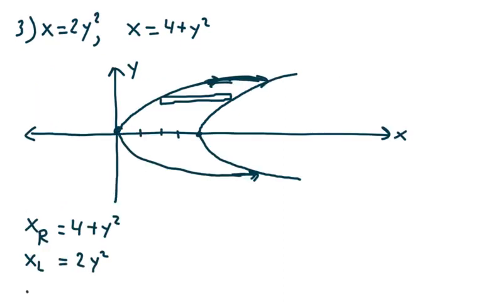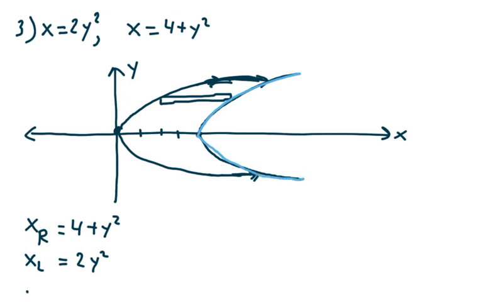Let's take a look at example 3. Now, notice here x is defined as a function of y for both curves. So I have x equals 2y squared and x equals 4 plus y squared. Now, instead of drawing vertical rectangles, we're going to draw horizontal rectangles, because in this problem, we're going to integrate with respect to y this time. And by the way, x equals 4 plus y squared is right here in blue.